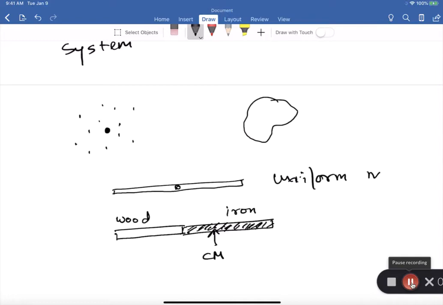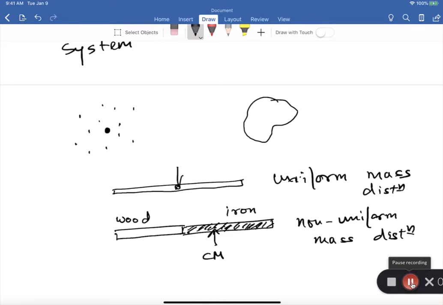Uniform mass distribution. And this is non-uniform mass distribution. And the center of mass here lies at the geometrical center. All right, so the only point that we made here is that if you have a uniform mass distribution, the center of mass will lie at wherever the geometrical center of that object is located. And if you have a non-uniform mass distribution, then the center of mass will not lie at that geometrical center.